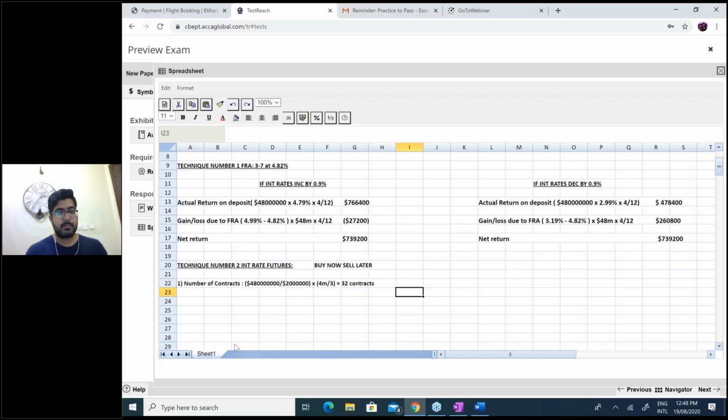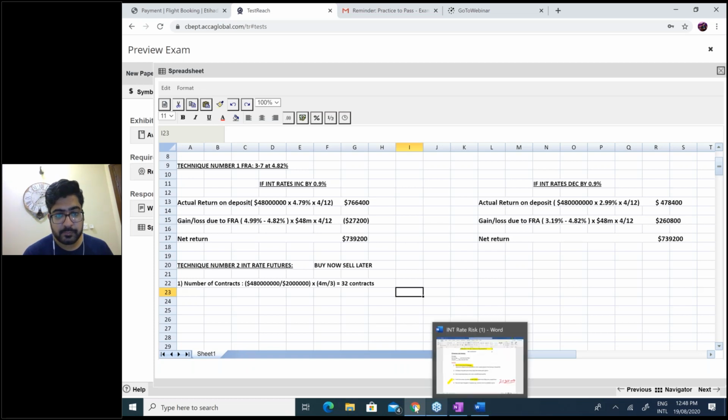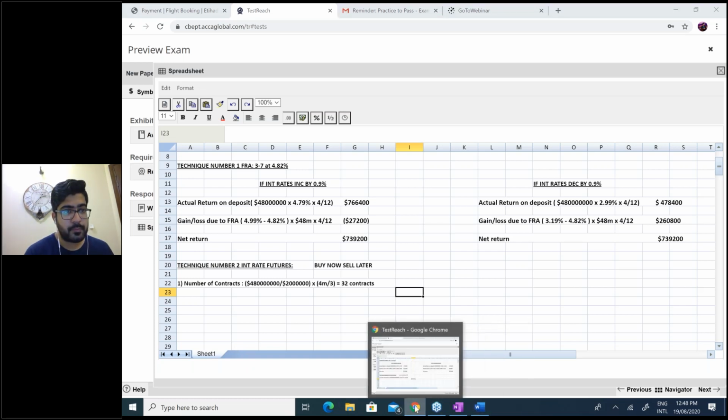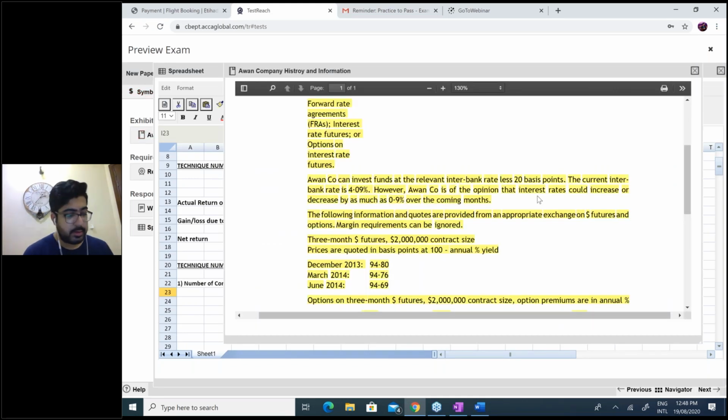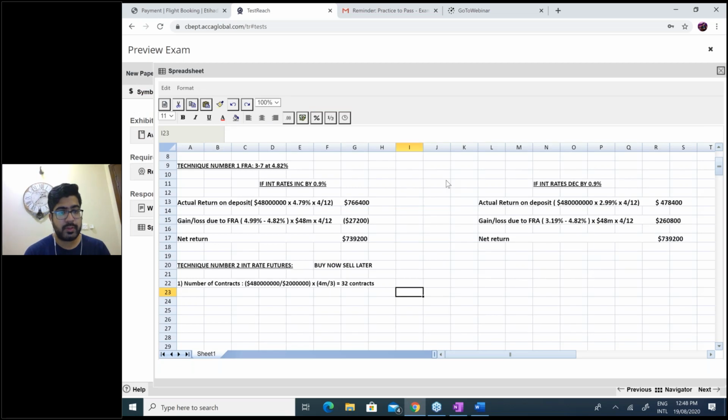It's borrowed deposit amount 48 million over contract size that was given in the question, 2 million, into time period of borrowing, that was 4 months over 3, gives 32 contracts. Okay, I will explain each and every step in detail. So step number one is done. Any problem with step 1, please ask. Step 2 is find basis risk.